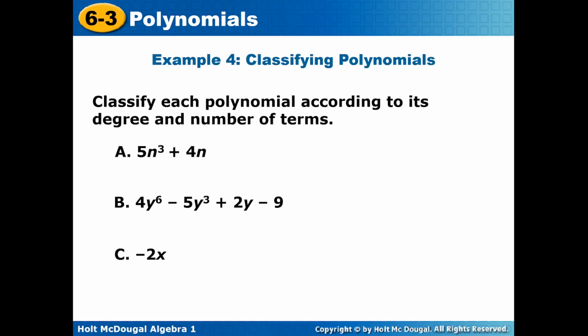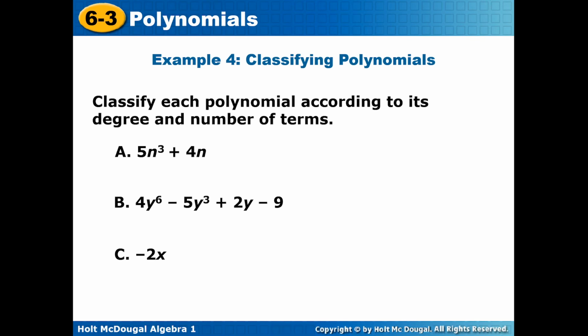Now we take a look at example number 4. Example number 4 wants us to classify each polynomial according to its degree and number of terms. We're going to use that chart we just filled out. If you need to, go back, pause the video, and fill it out properly. Letter A is relatively easy.